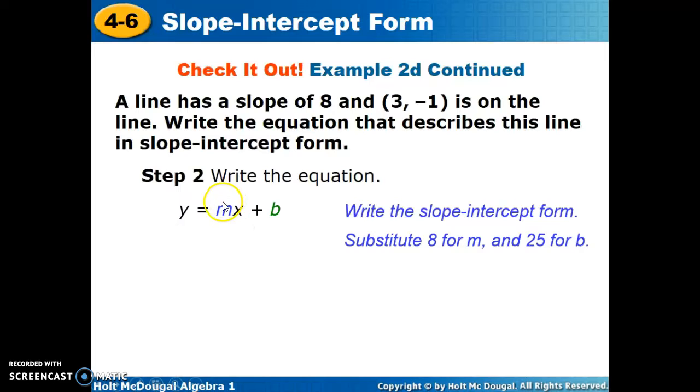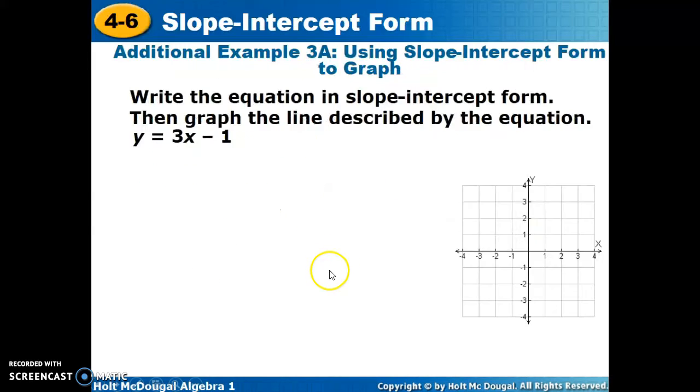Substituting back in, now we have m and b. We're going to substitute our slope in, y equals 8x plus 25. And that is slope-intercept. Let's look at 3a.